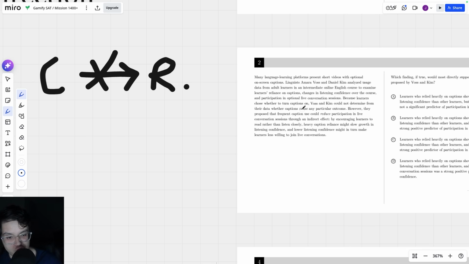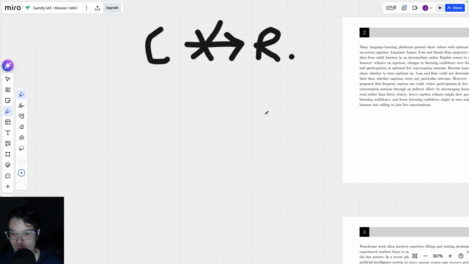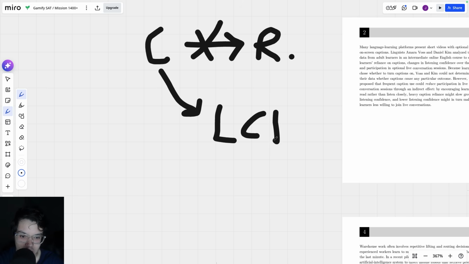However, they propose that frequent caption use could reduce participation in live conversation sessions through an indirect effect. By encouraging learners to read rather than listen closely, heavy caption reliance might slow growth in listening confidence, and lower listening confidence might in turn make listeners less willing to join live conversations. So this is really where the arrows are going to be very helpful. So captions, they don't hurt the results directly, but they cause a decrease in, I'll say, listening confidence. So I'll say this goes down when you use it. And so that then causes a decrease in the, I'll say, LIV for live conversations. And then that basically causes the result.